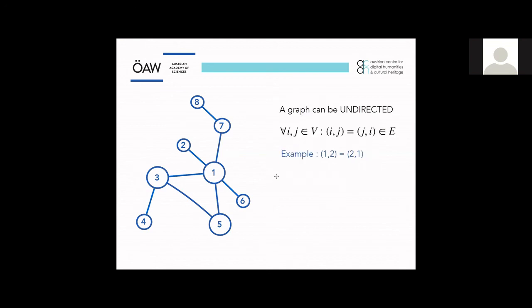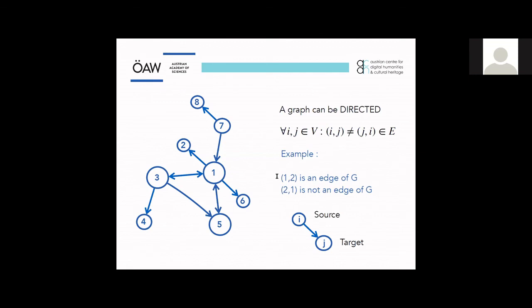A graph can be undirected, meaning that for each link ij, it is the same as ji, or it can be directed. So for example, here we have 1, 2 is an edge, but 2, 1 is not an edge of this graph. And when we have a directed edge, we refer to the first node as a source and the last node as a target. And usually we will see this on Thursday. We build networks from the list of their edges.